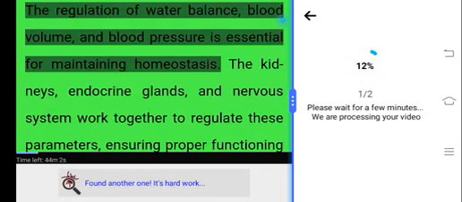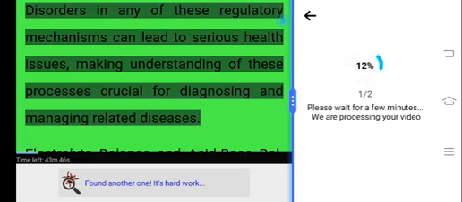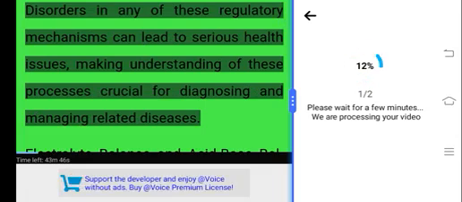Conclusion. The regulation of water balance, blood volume, and blood pressure is essential for maintaining homeostasis. The kidneys, endocrine glands, and nervous system work together to regulate these parameters, ensuring proper functioning of the cardiovascular and renal systems. Disorders in any of these regulatory mechanisms can lead to serious health issues, making understanding of these processes crucial for diagnosing and managing related diseases.